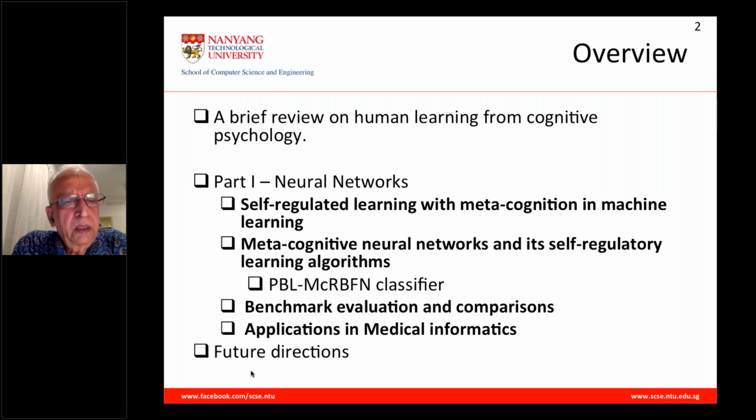That's not a problem. Then the real thing is, whenever you develop a new architecture and new learning algorithm in neural networks, you have to compare with a benchmark. So that's what you have to do first. And then the application I am showing is in medical informatics. I gave the background, and the area is neural disorders, mainly Alzheimer's disease. Alzheimer's disease detection using this metacognitive neural classifier, whether you can do better, and some idea about the future. This is what I'm going to cover.